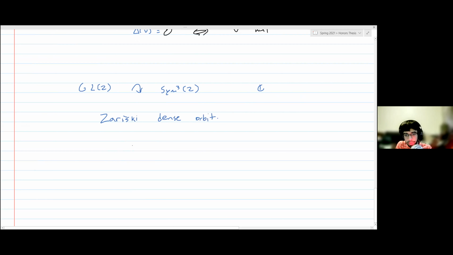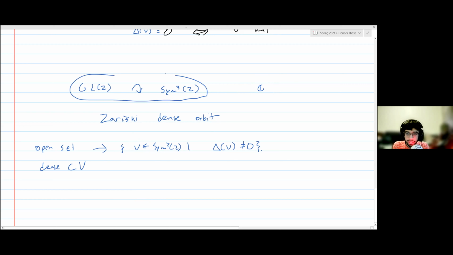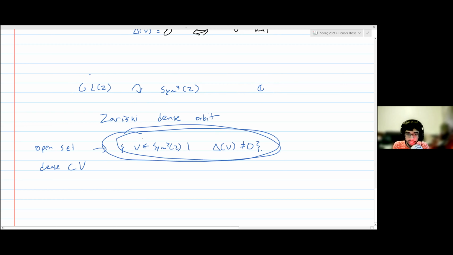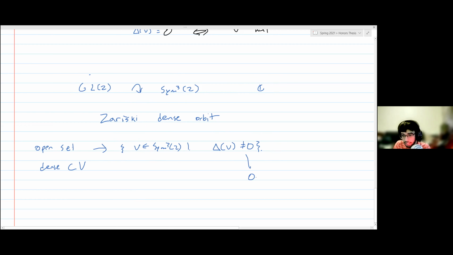So this is going to be the complement. My vector space V, and I look at the set of V in Sym^3 of 2 such that the discriminant of V is not equal to 0. So this is going to be an open set, and it's a dense set inside of V. And the point is that as long as it's algebraically closed, like C, this group action, this open set is going to be an orbit itself. This is an orbit, and so I have a Zariski dense orbit.